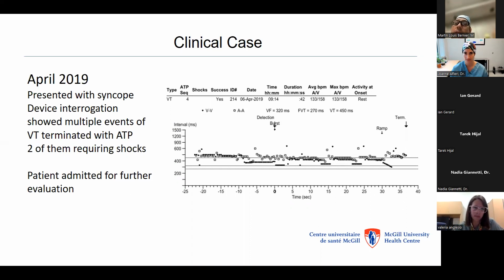And then you see that there's a burst that's delivered that's even faster. So that's the device pacing into it faster than the VT to try to break it. And then it slows it down, but not quite terminates. And the patient goes on to have eventually more therapies and eventually a shock. Next slide.